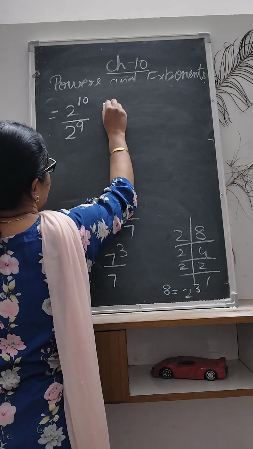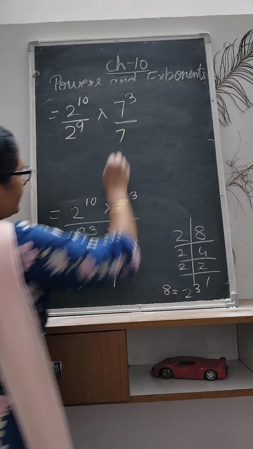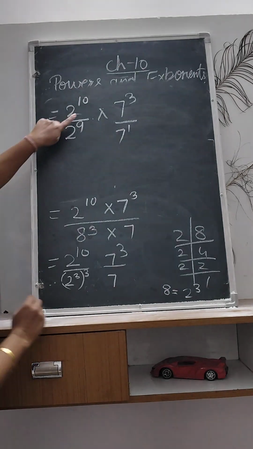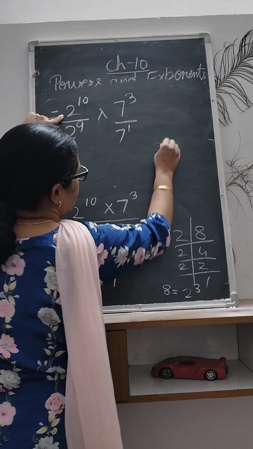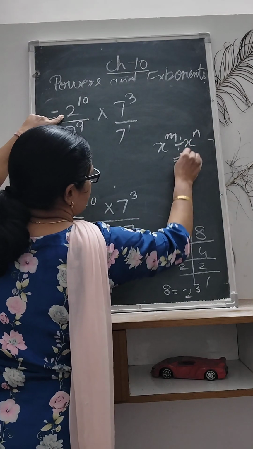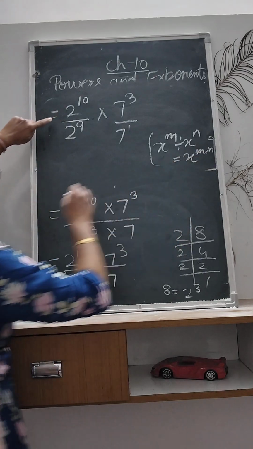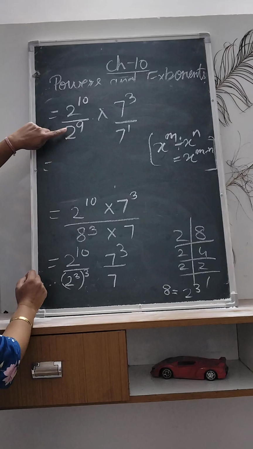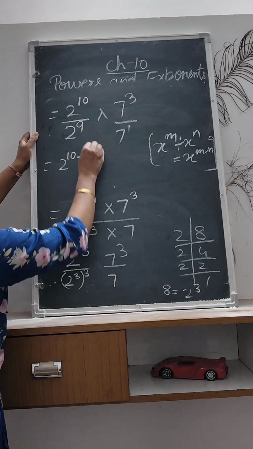Now, here 7 raised to power 3. If nothing is written as the power, what can we write? 1. Okay? Now, exponential form. If we have this, it means they are dividing, and for division, you know, the powers would be subtracting. Now, here, if 2 raised to power 10 upon 2 raised to power 9 is written, it means 2 raised to power 9 is dividing this. So, 2 raised to power 10 minus 9.